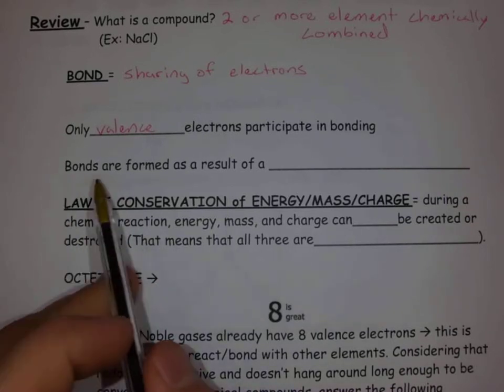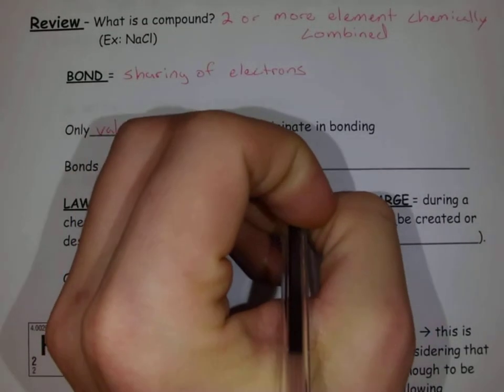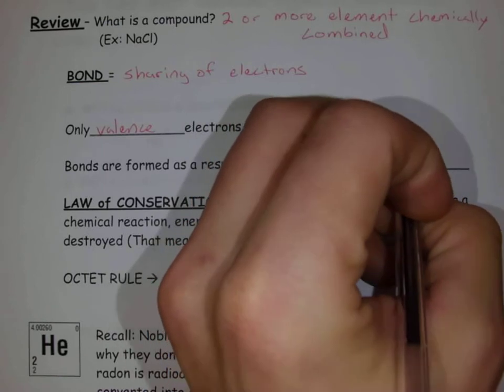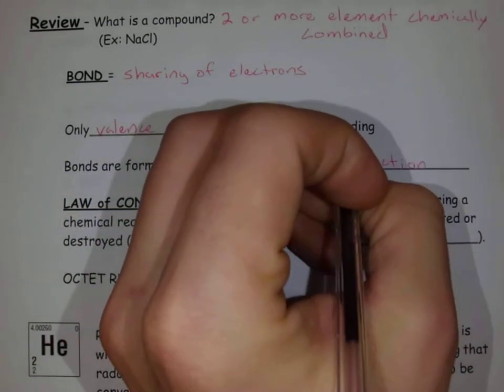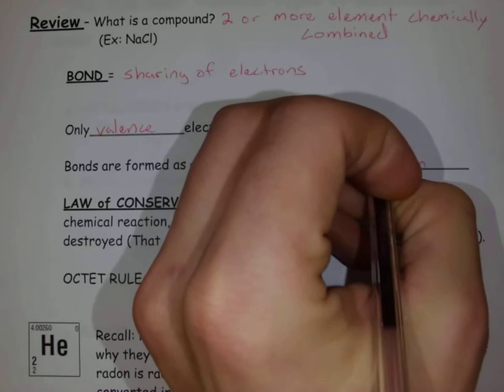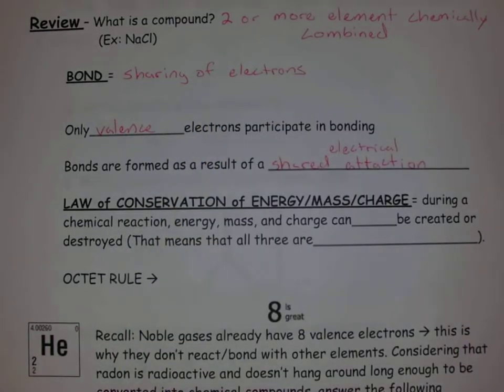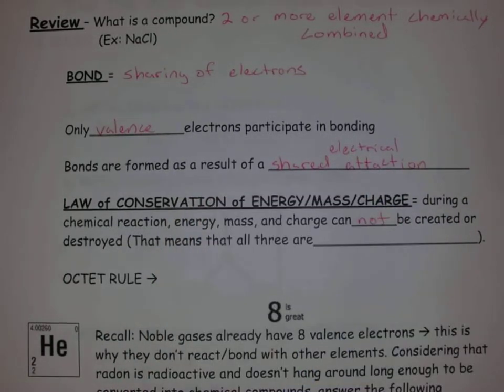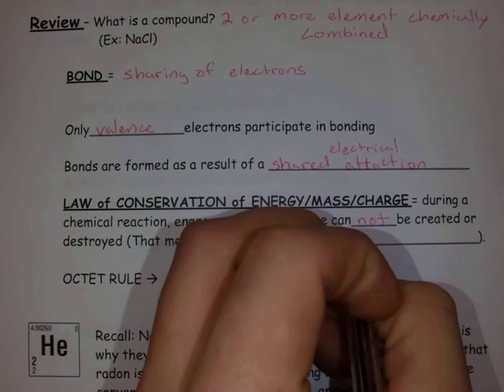So bonds are formed as a result of a shared attraction, and I would say even a shared electrical attraction. Okay? If we know about electricity and Coulombic forces, we can really understand a lot about our bonds, right? So our law of conservation of energy, mass, charge, essentially during a chemical reaction, energy, mass, and charge cannot be created nor destroyed. That means that all three are conserved, okay?